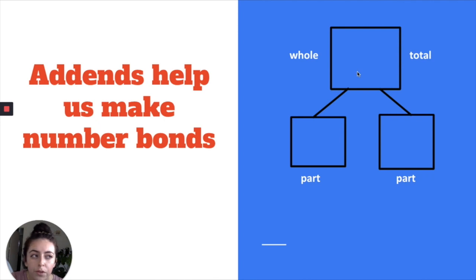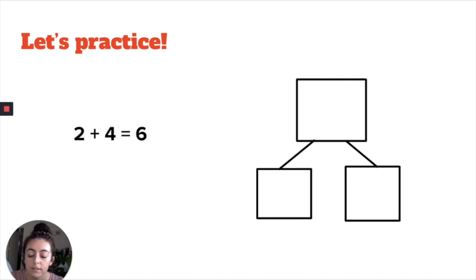Now, you're thinking, what are addends supposed to do with any of this? Well, addends are the numbers that make our parts. So these are the numbers that we add together to make our whole. And so that's why it's really important to understand where addends come from. Now, let's practice. We have an addition equation, because I see a plus sign. 2 plus 4 equals 6. Can you think of where the numbers go in our number bond?